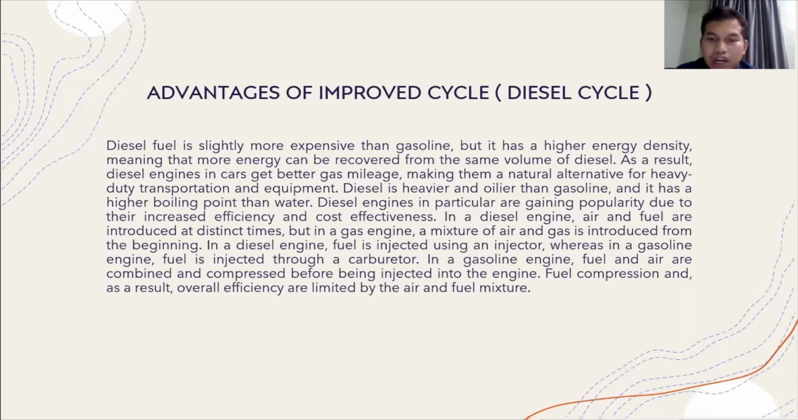Diesel engines in particular are gaining popularity due to their increased efficiency and cost effectiveness. In diesel engines, air and fuel are introduced at distinct times, but in a gas engine, a mixture of air and gas is introduced from the beginning. In a diesel engine, fuel is injected using an injector, whereas in a gasoline engine, fuel is mixed through the carburetor. In a gasoline engine, fuel and air are combined and compressed before being injected into the engine. Fuel compression and, as a result, overall efficiency are limited by the air and fuel.